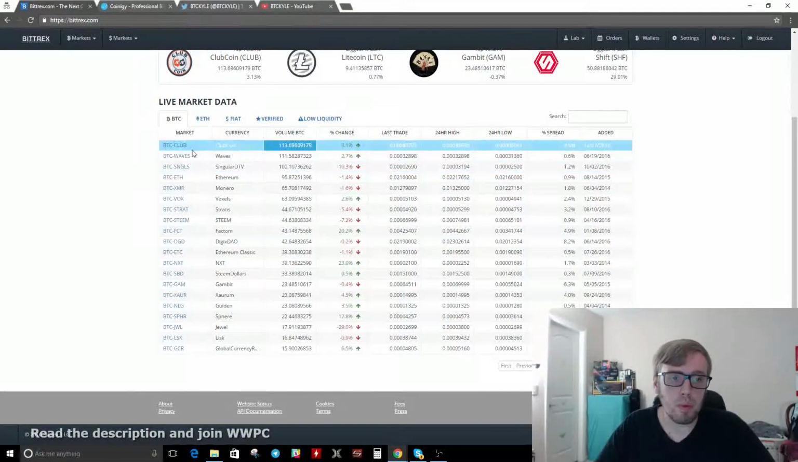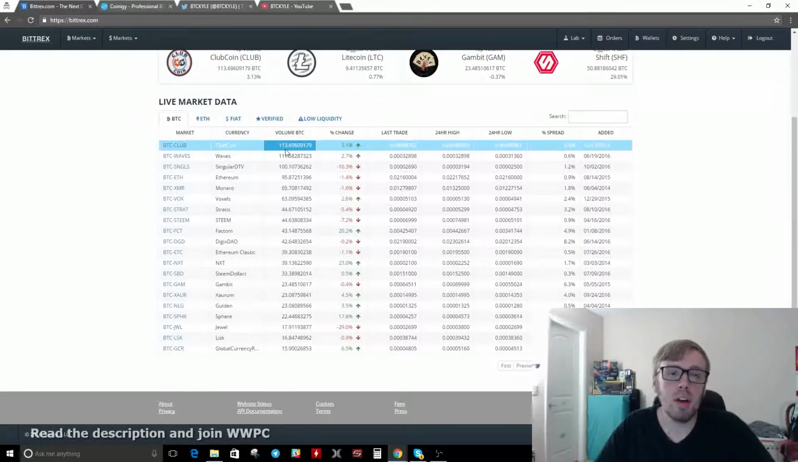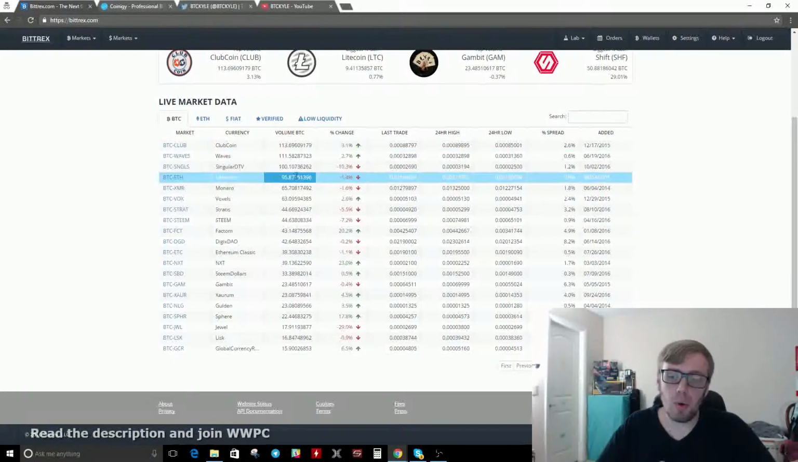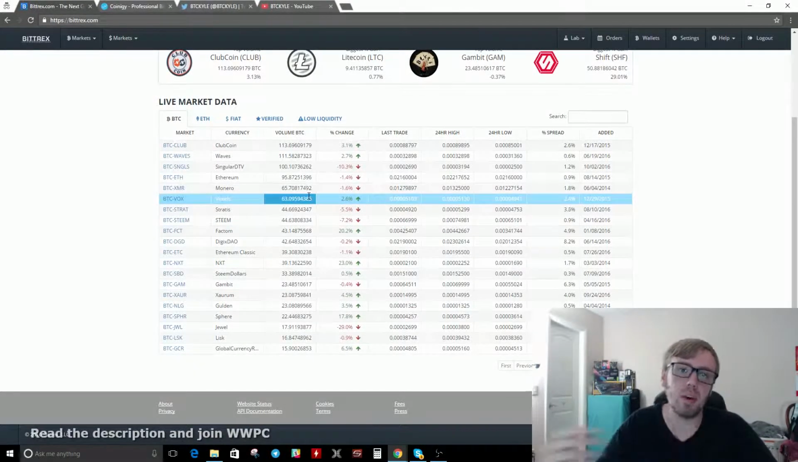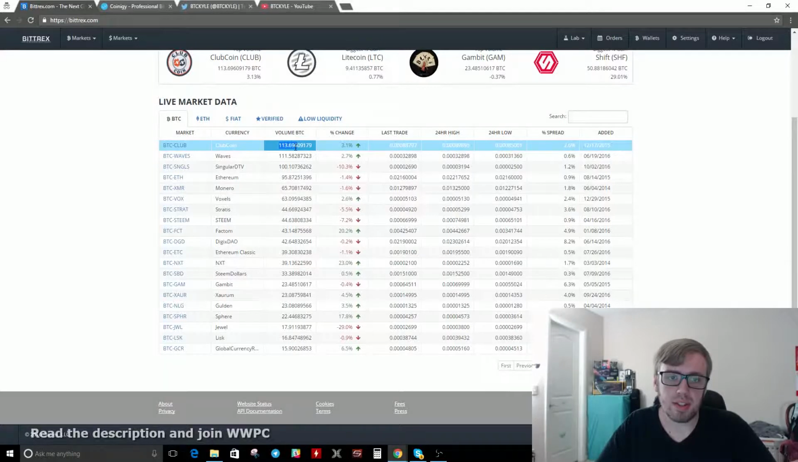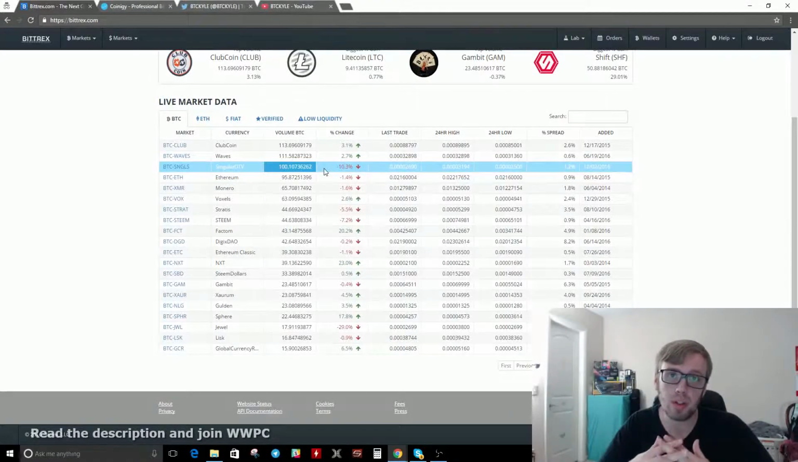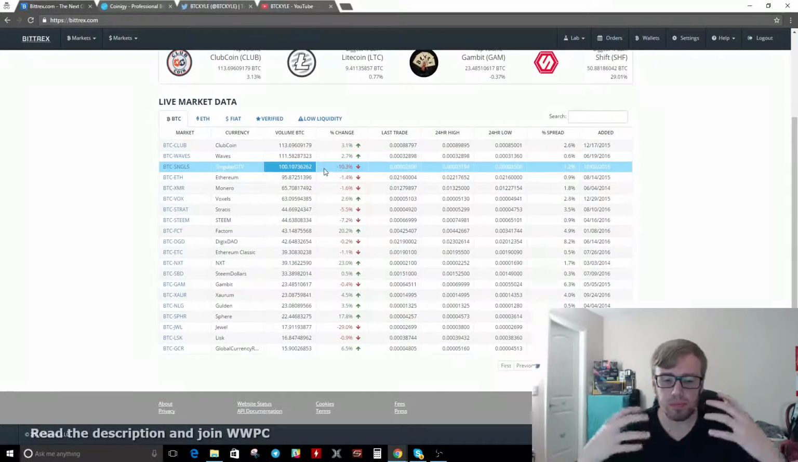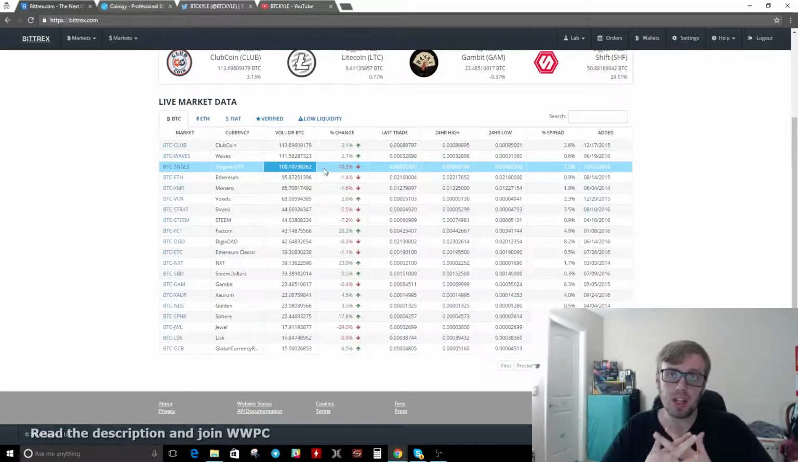So usually more popular coins have a heavier volume, meaning that there are more people actually exchanging the Bitcoins for the altcoins in a given 24-hour period. So what this represents here, 113 Bitcoins of volume. That means 113 Bitcoins were exchanged. That means some seller and some buyer exchanged the coins.